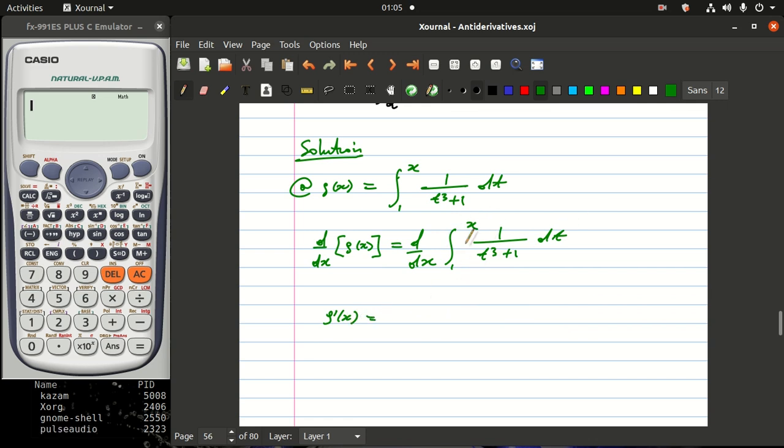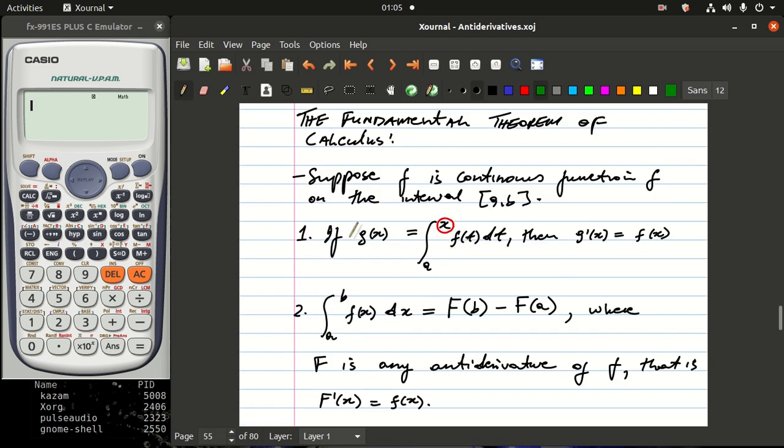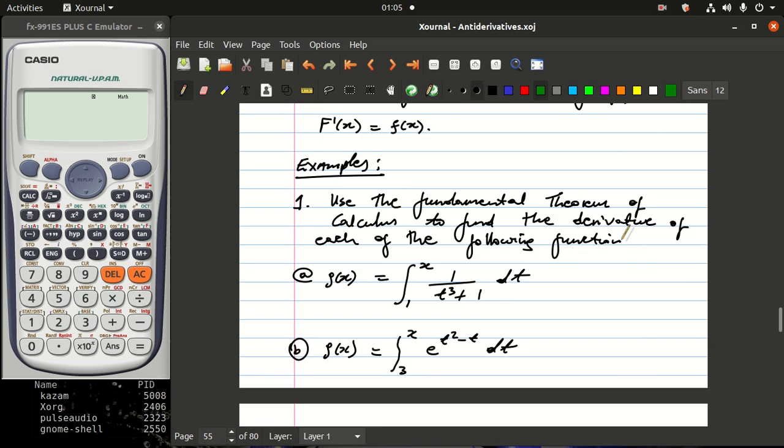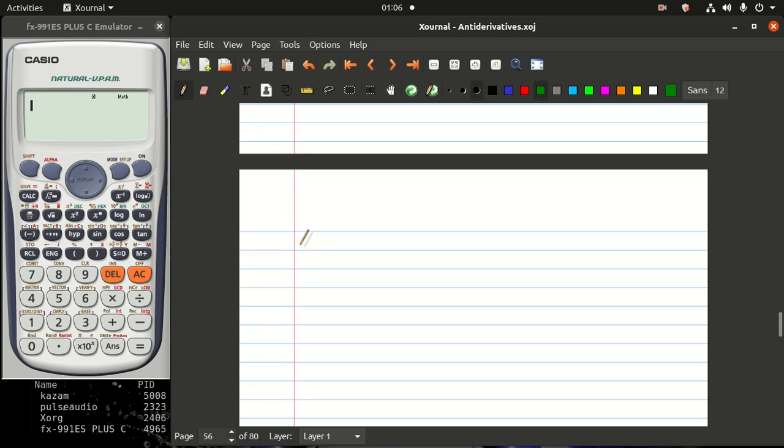But for the derivative of this, we said that if you have a function of this type, g of x equal to an integral with x as the upper limit, all you need to do is replace this t by that x, and that is going to be your derivative. So the derivative, where there is a t, I'm just going to plug in an x there. So we end up having 1 divided by x cubed plus 1. That is the solution to our problem, which is as easy as that. Let's look at number b.